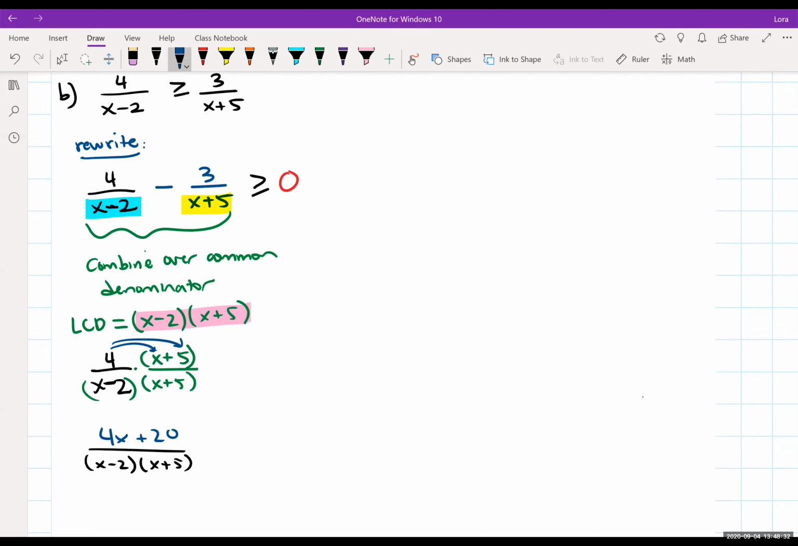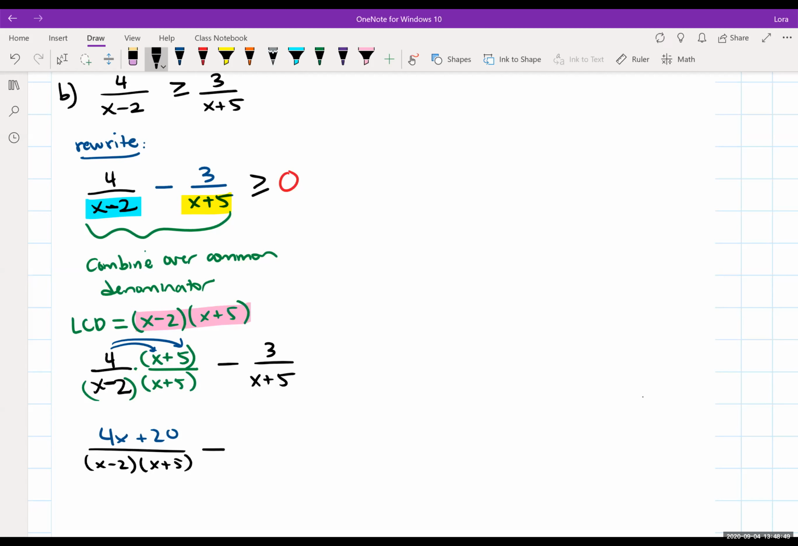Now we're going to take care to do the same thing. Remember that these were two rational expressions or fractions being subtracted, so I'm still going to carry down the minus sign. Same story. We're starting off with 3 over x plus 5.